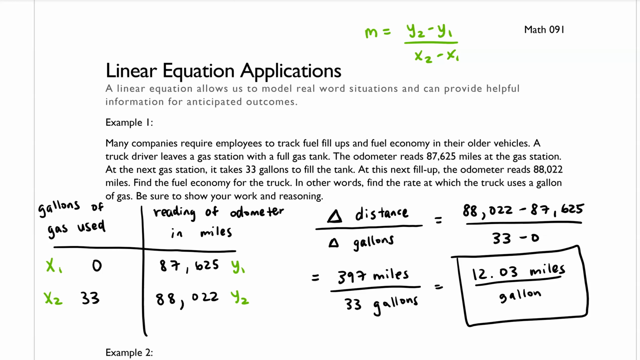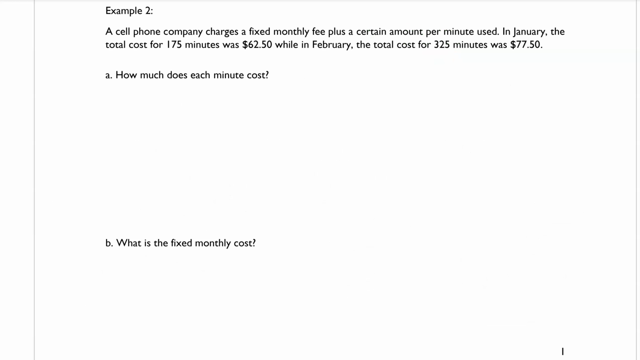Example 2 says a cell phone company charges a fixed monthly fee plus a certain amount per minute used. In January, the total cost of 175 minutes was $62.50, while in February, the total cost for 325 minutes was $77.50. How much does each minute cost? Again, just like in the previous example, I think it would be useful to make an input-output table. So the input is going to be the number of minutes used.